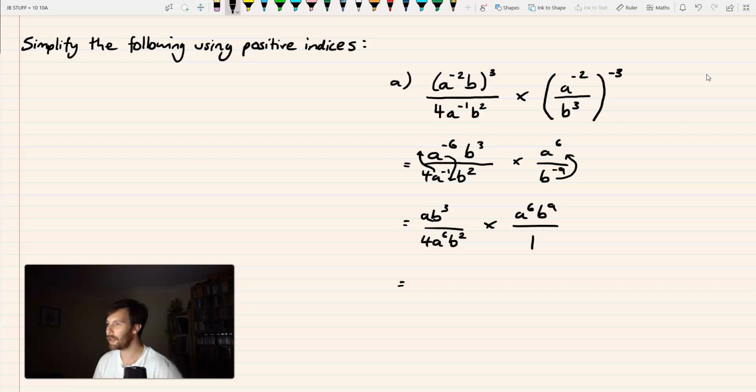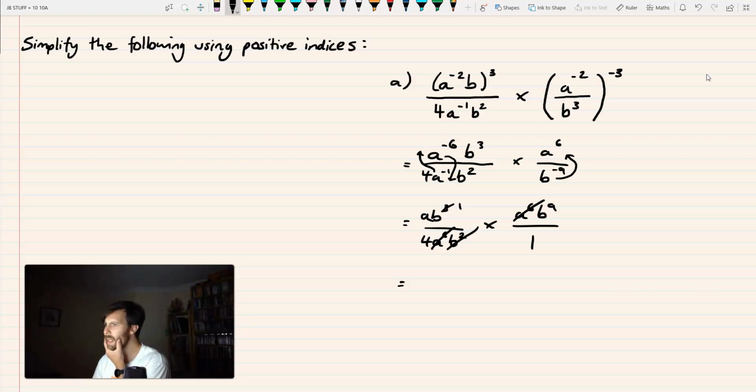Okay, now it is time for a cancel party. So now I've got a to the power 6. I'm going to cancel that with a to the power 6 here. Goodbye. I've got b to the power 3 over b to the power 2. So I'll use index law 2 to simplify that and make that b to the power 1.